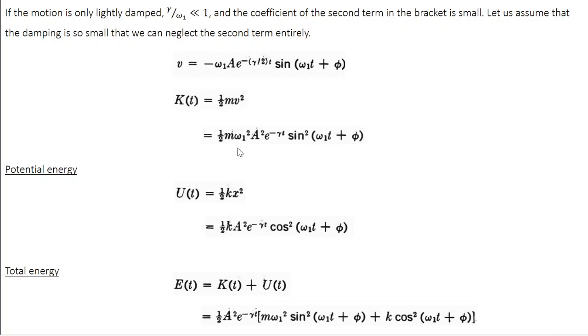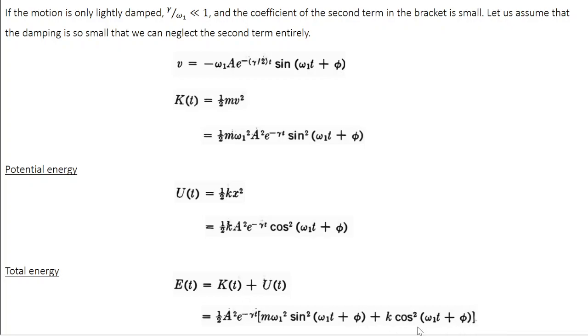The total energy E of t is K of t plus U of t. So half A square e to the power minus gamma t is common, so I take it outside. So half A square e to the power minus gamma t times m omega 1 square sine square(omega 1 t plus phi) plus k cos square(omega 1 t plus phi).